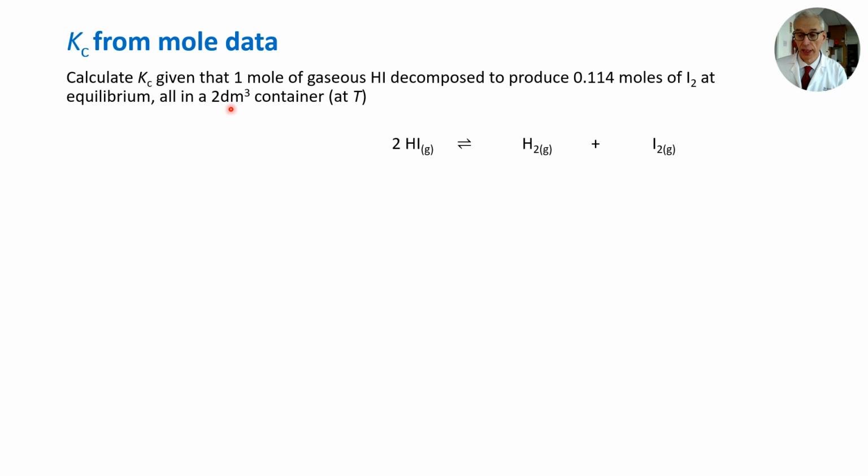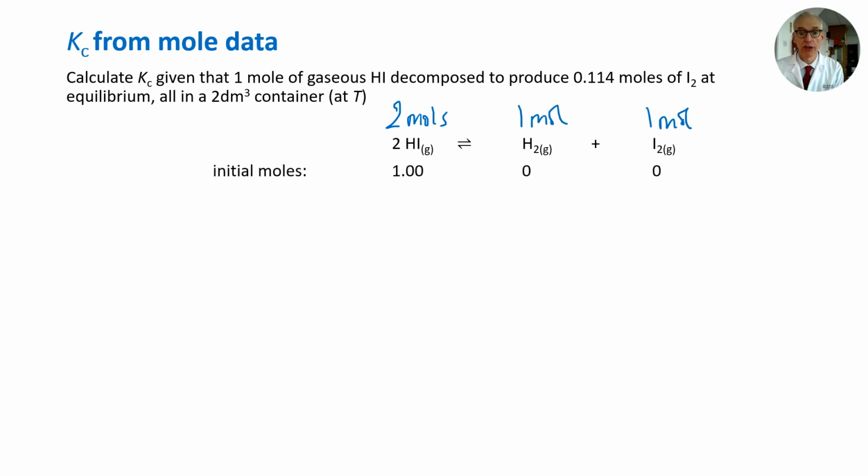We can also calculate Kc if we are given data just about numbers of moles. So if we were told, for instance, that 1 mole of gaseous hydrogen iodide decomposes to produce 0.114 moles of iodine, all in a 2 decimeter cubed container. So here's our reaction equation. You notice it's a 2-to-1 ratio. So let's make that clear. That's 2 moles here to 1 mole here and 1 mole here.